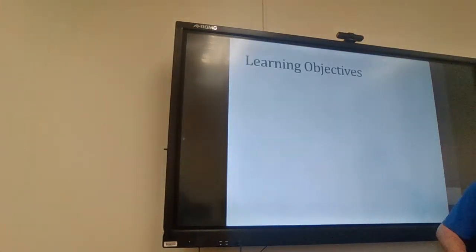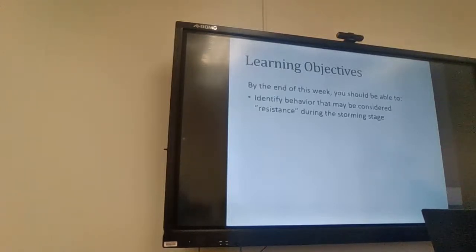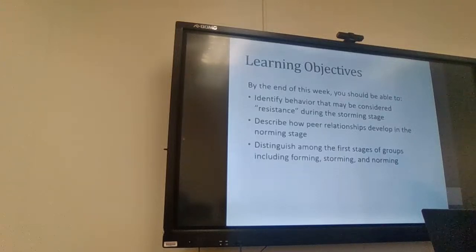As we look at the objectives for the week, I want to remind you to review the chapters for the week prior to viewing the lecture, as it is intended to supplement your reading. By the end of the week, you should be able to identify behavior that may be considered resistance during the storming stage, describe how peer relationships develop in the norming stage, and distinguish among the first stages of groups, including forming, storming, and norming.